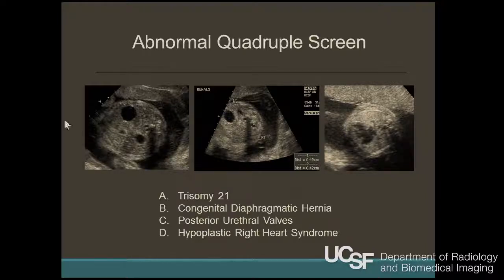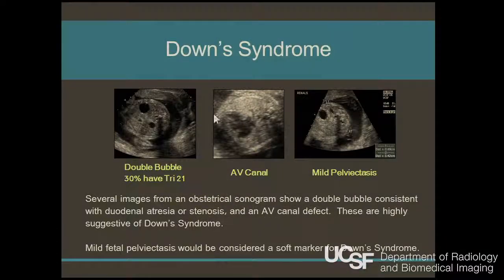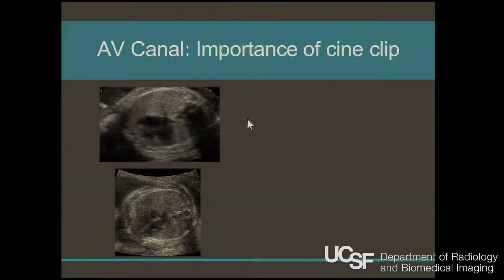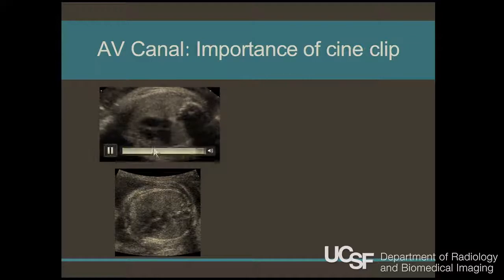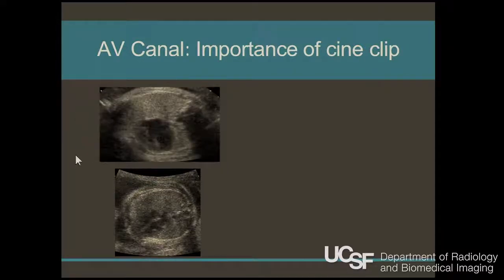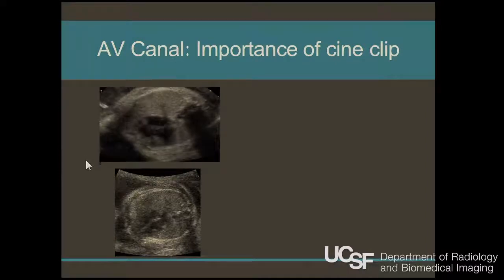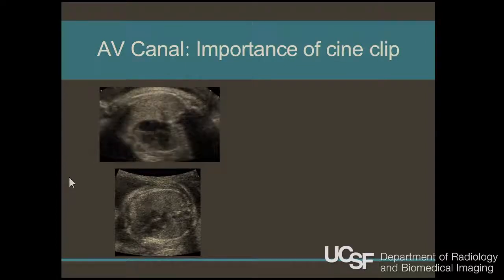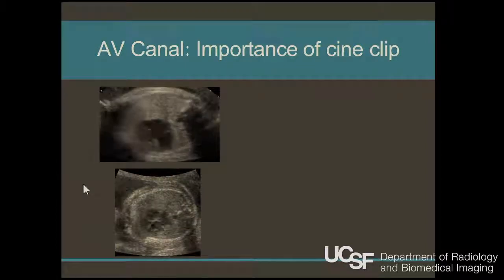This was a baby with an abnormal quadruple screen. This shows a double bubble, an AV canal defect, and some mild pyelectasis. This is Down syndrome. The reason I showed this one is because this was actually missed by a partner of mine. They thought this was a normal heart, because it's very easy to mess this up.